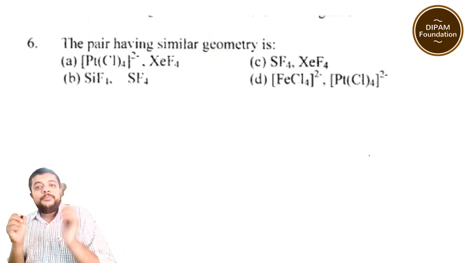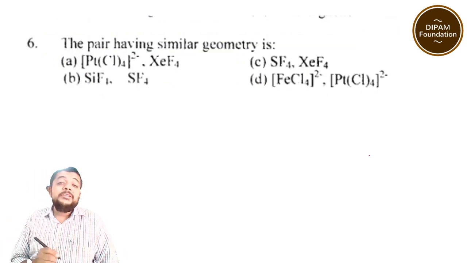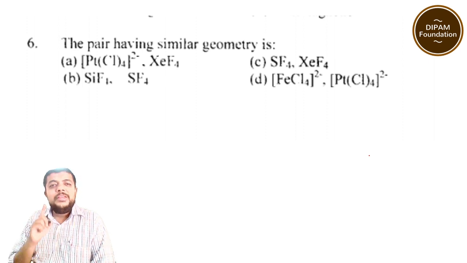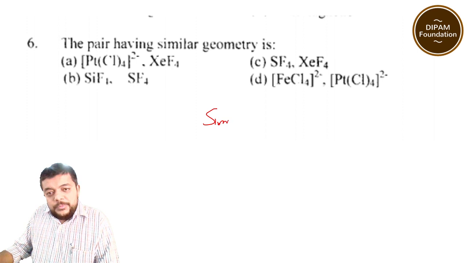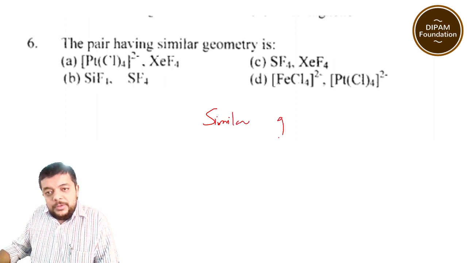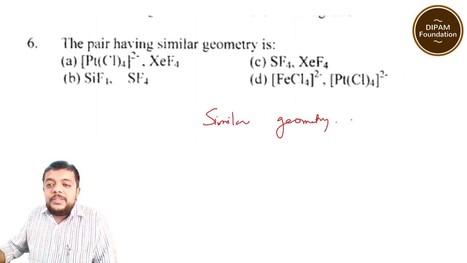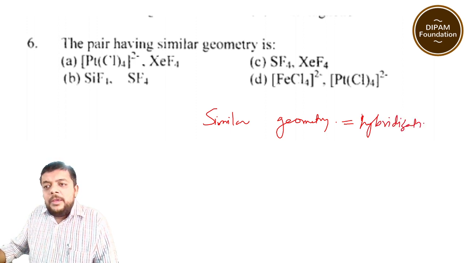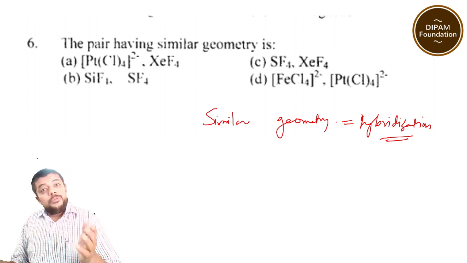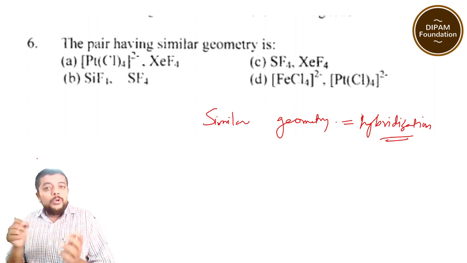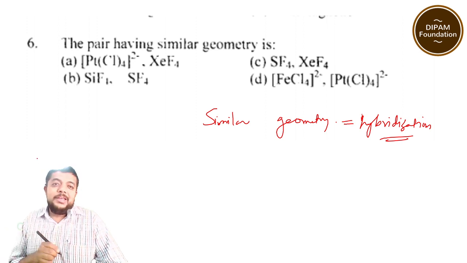Let us move ahead. Pair having the similar geometry. Very simple, and a shortcut to it. When someone asks you similar geometry, always tell them similar hybridization. In most of the cases, you will win, because geometry depends on both bond pair and lone pair, and both bond pair and lone pair together form hybridization.